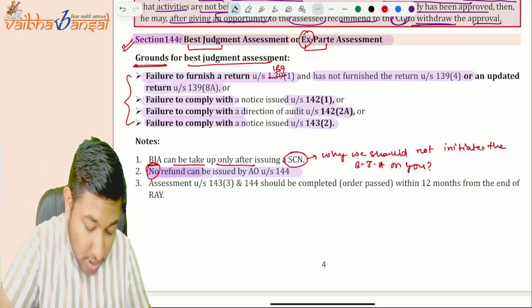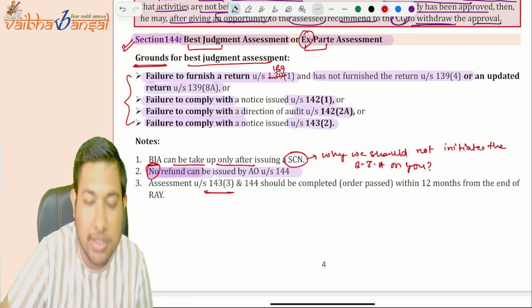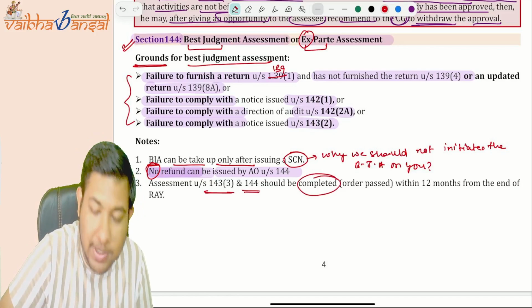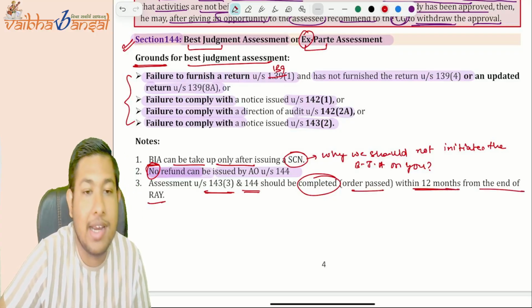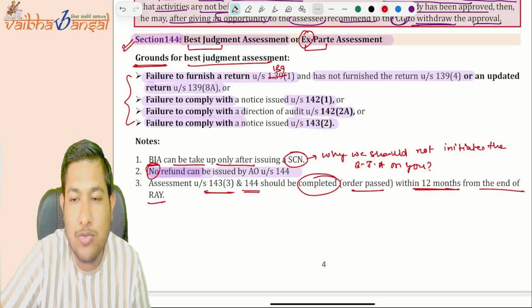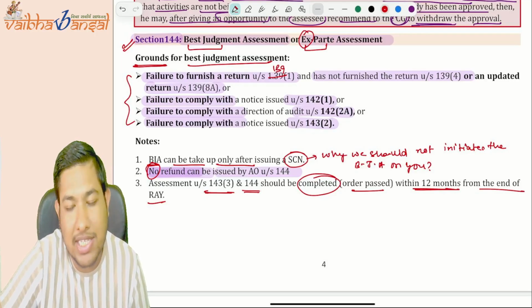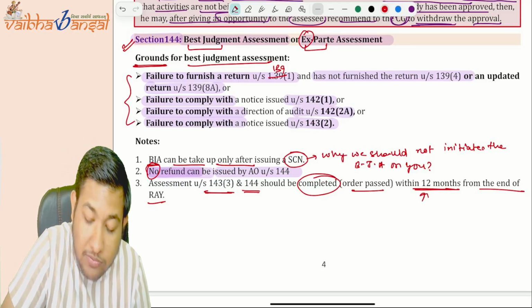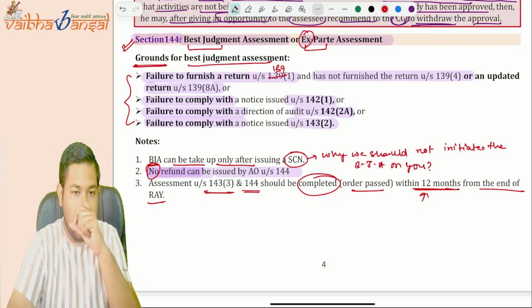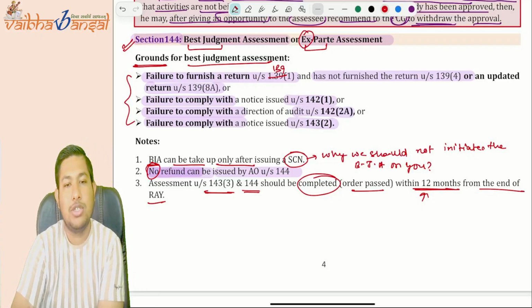Now, assessment under sections 143 and 144 should be completed, that is passed, within 12 months from the end of the relevant assessment year. RAY is what? Relevant assessment year. Whatever the assessment year is, the order should be passed within 12 months from the end of the relevant assessment year. Understood or not?